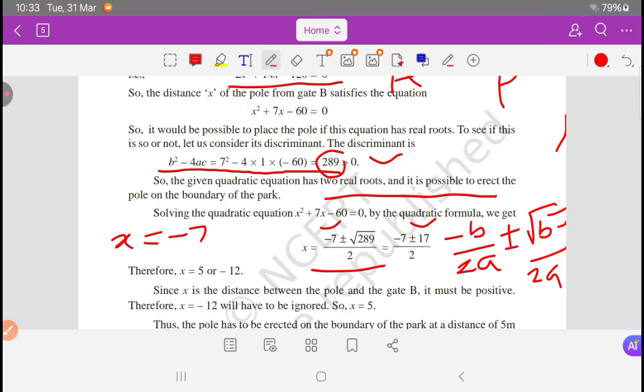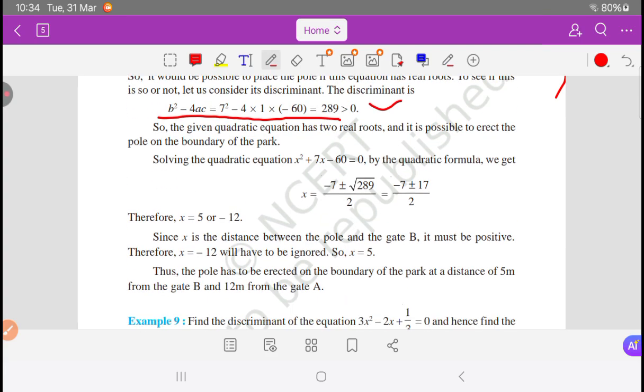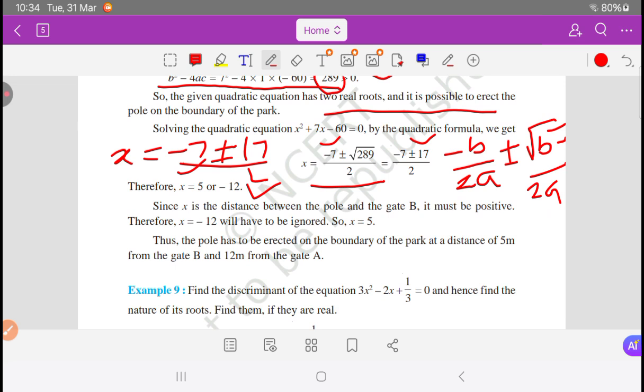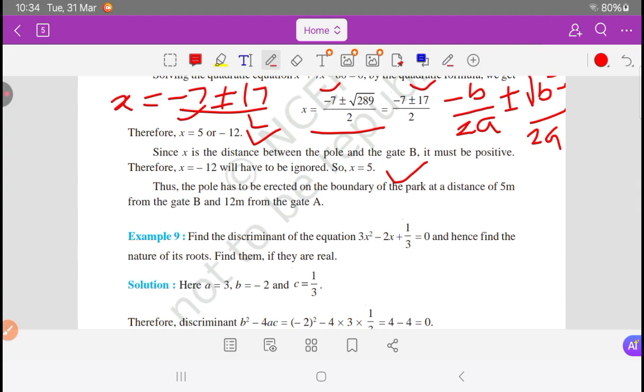So x equals minus 7. First you do the addition: 17 minus 7 equals 10. 10 by 2 is 5. Then the subtraction: minus 7 minus 17 means minus 24. So minus 24 by 2 is minus 12. The distance cannot be negative, so you ignore minus 12. So you will consider x equal to 5 only. Substitute the x value and you will get the distance.